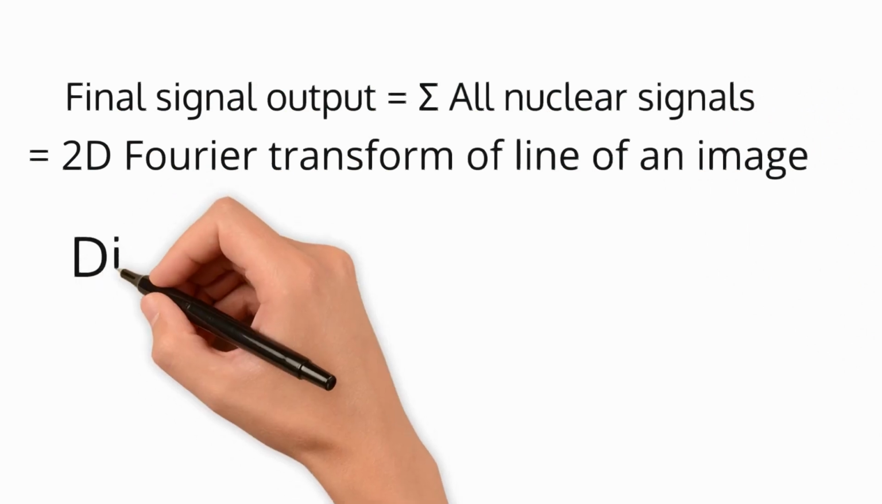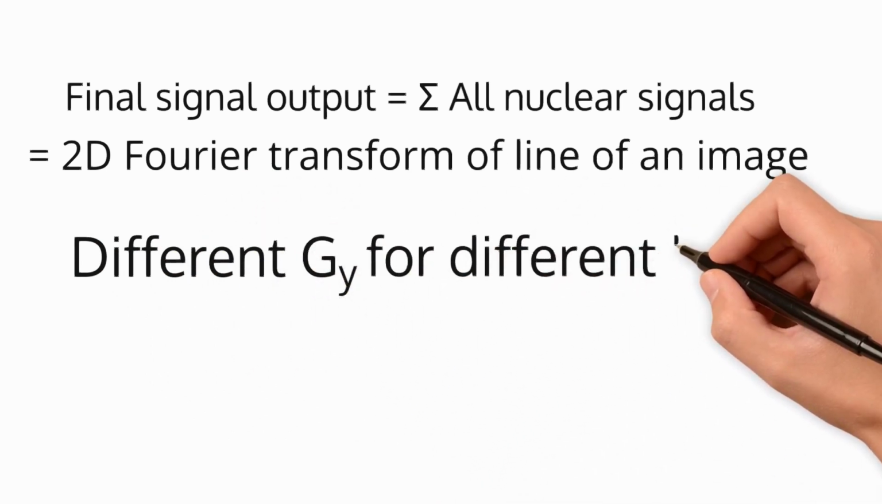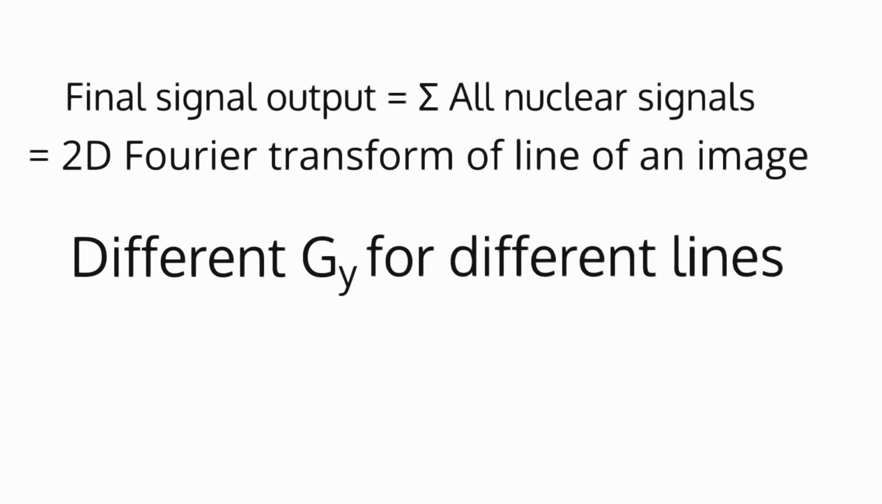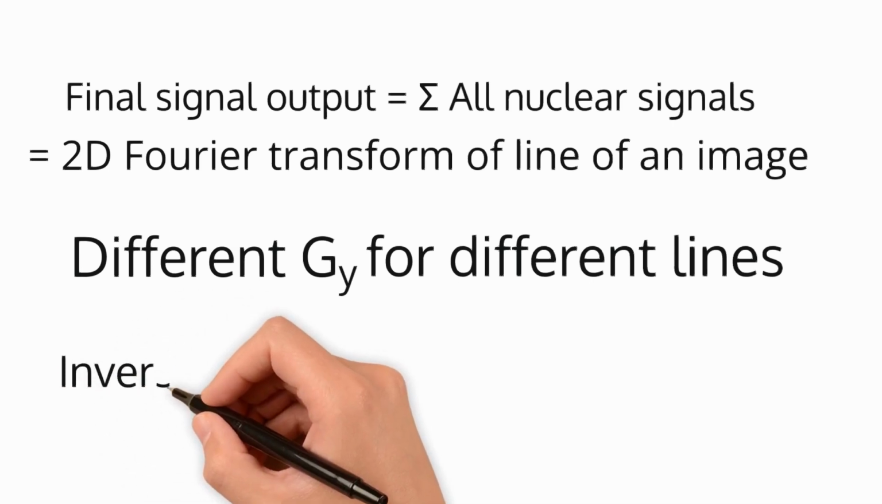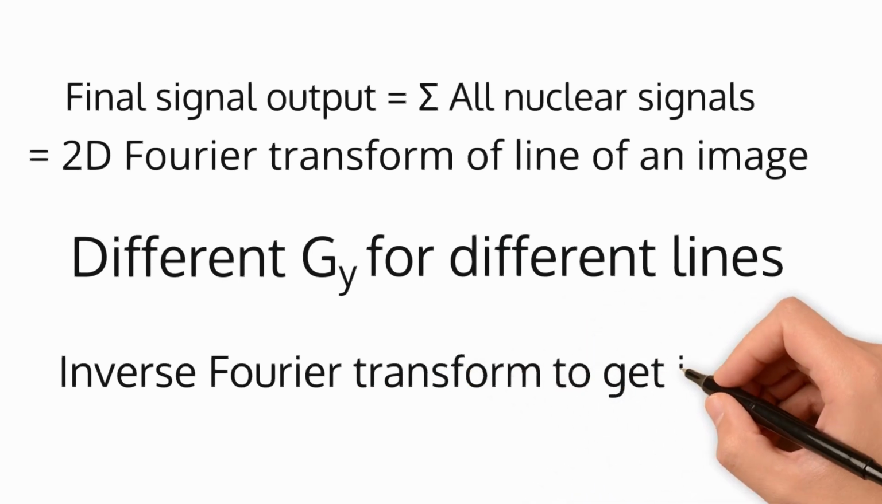To get more lines, one can choose a different strength of Gy and do the process as many times as desired, typically 128 or 256 times. Then, after applying an inverse Fourier transform on all of those lines, we finally get our desired image.